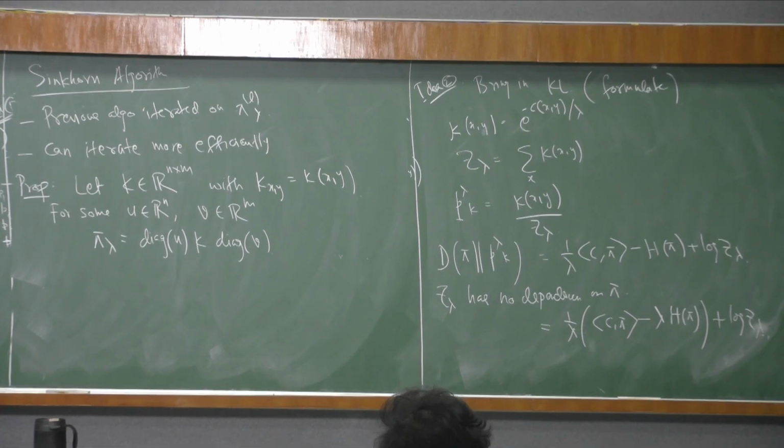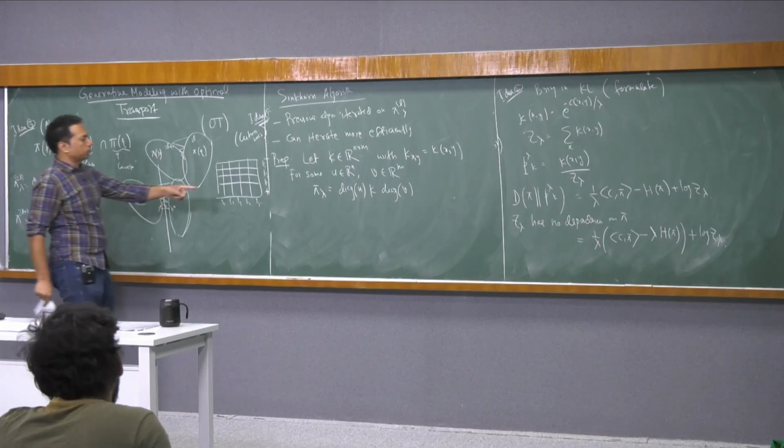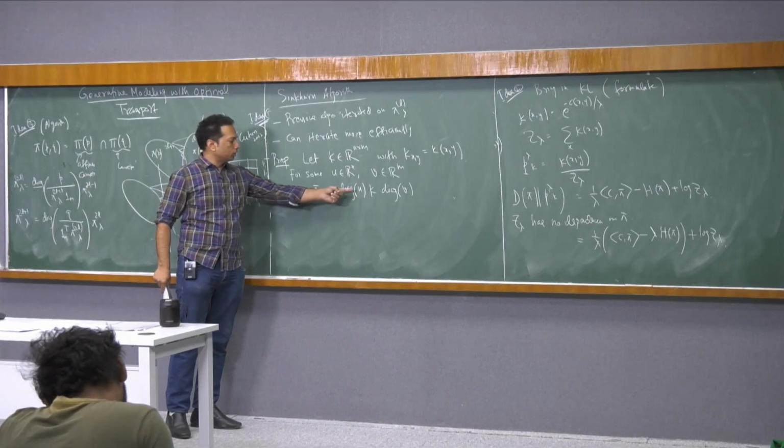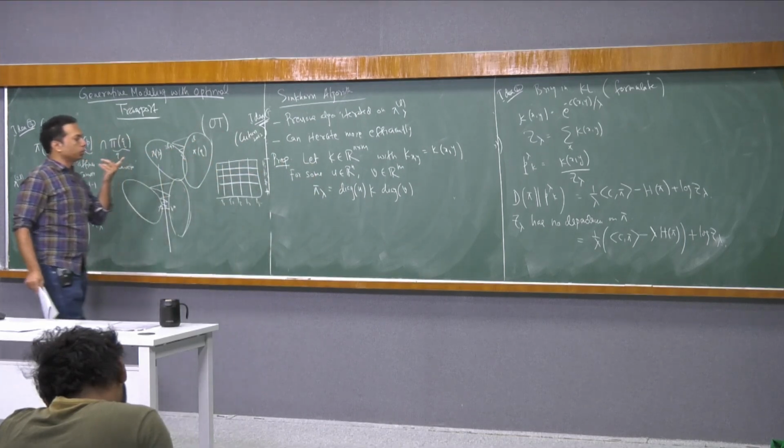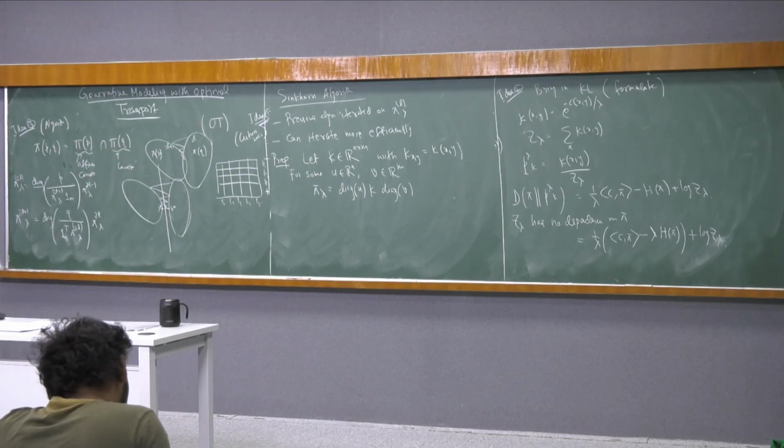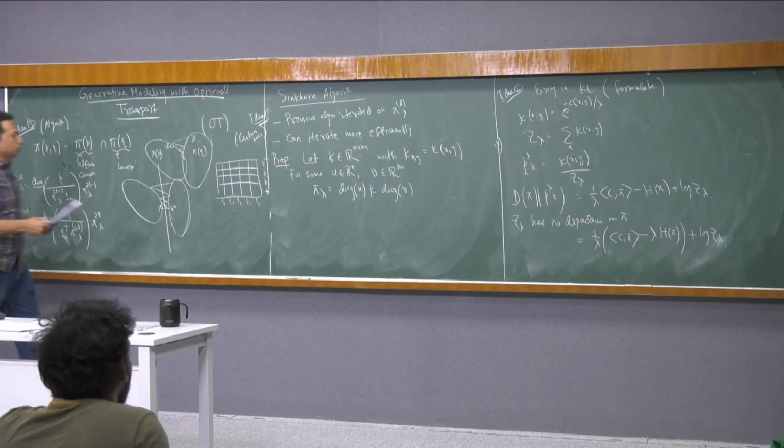K is the same K that I wrote on the right side of the board, exponential of minus cxy by lambda. This view helps us because later we will see that the iterations will run on the u and v vectors, not on pi, which will be a benefit. So let us prove this. It's a simple proof.